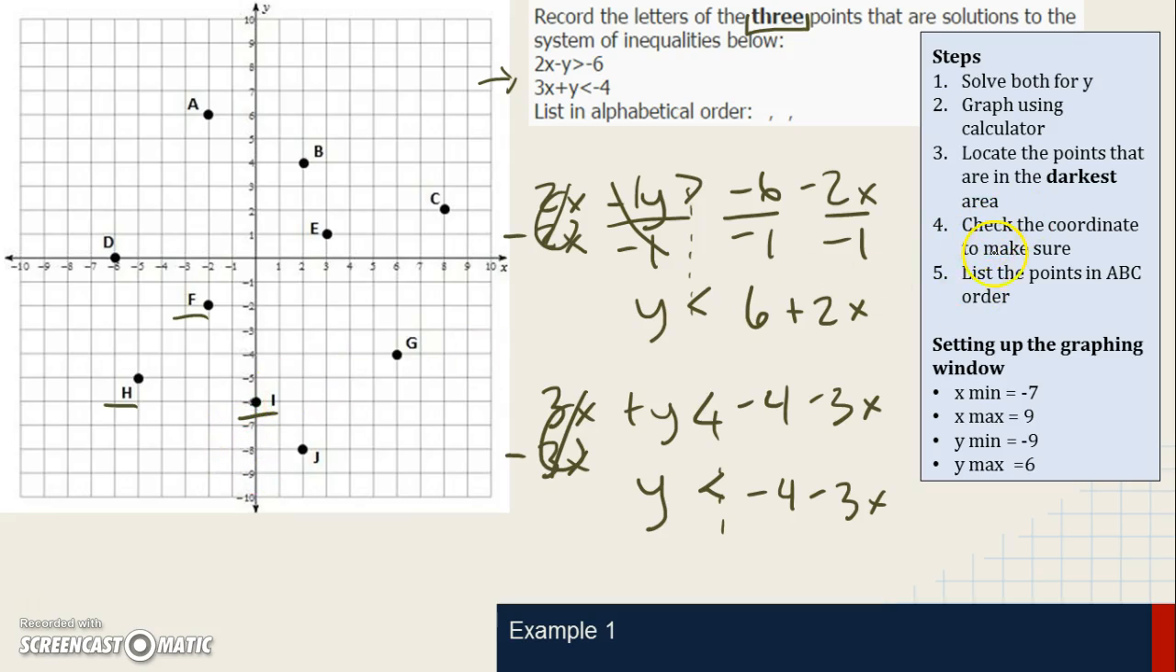Now the fifth step is to list them in alphabetical order. So we're going to go ahead and do that. So F comes before H, which comes before I.